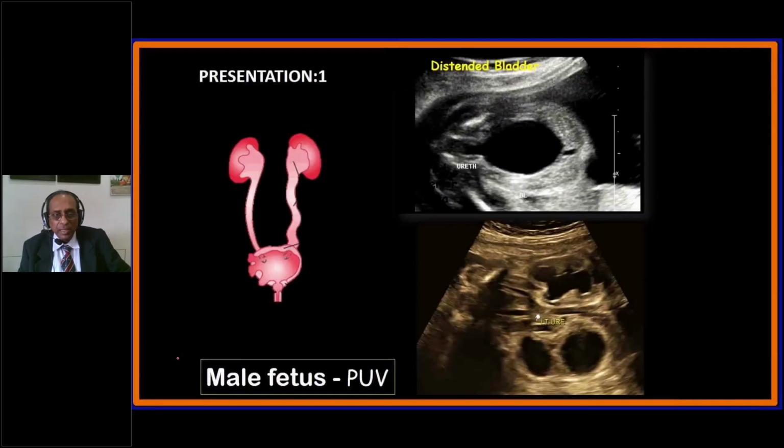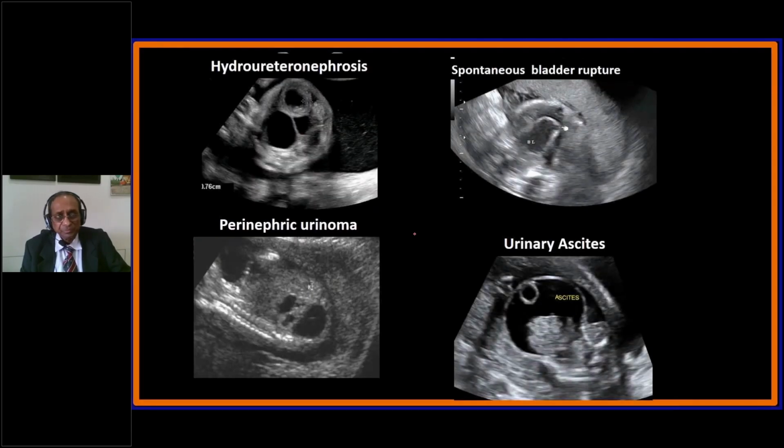Now, in the second and third trimester, one of the common diagnoses we think of in lower urinary tract obstruction is posterior urethral valves. Posterior urethral valves can be reasonably identified by identifying a dilated posterior urethra. Of course, in about 30% of the cases, we will not be able to see this dilated posterior urethra, which otherwise has a keyhole sign. So the major challenge is to differentiate between a posterior urethral valve and urethral agenesis.